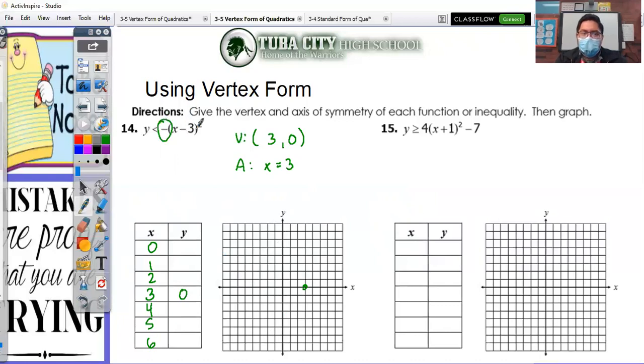This one has an a value. The a value is -1, which means it's going to open downwards. And we just use the rule of odds. So 1, then 3, then 5. And then I go do the same thing back the other way. So going back 1 space each time, down 1, then down 3, then down 5. And since I don't have that many points, I'm just going to put them down here like that.